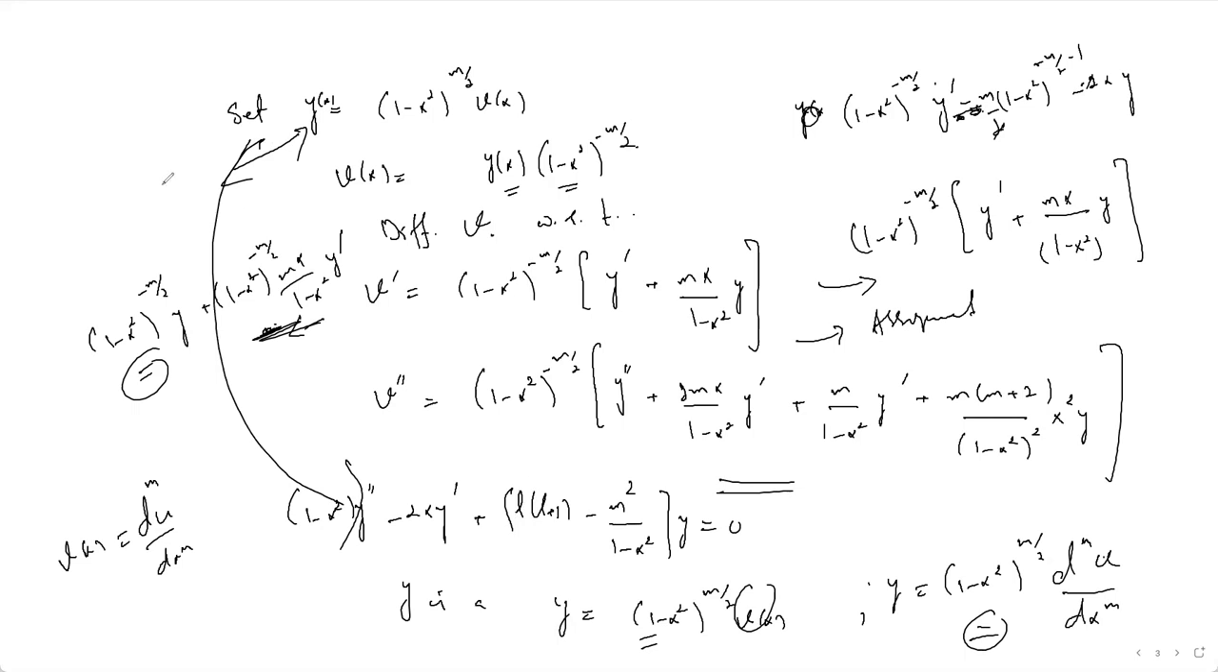And sometimes we also represent it by P_L^m(x), and we say that this is (1 minus x square) raised to power m by 2, and then d^m mu by dx^m. We do not call this a Legendre function; we call this an associated Legendre polynomial. And these associated Legendre polynomials are also of very great importance in physics.